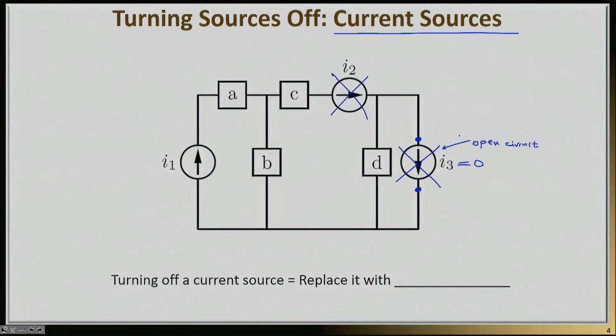Similarly, I2 will be turned off if it's replaced by an open. So if I remove it from my schematic, I literally replace it with nothing. The rule that you need to remember is that turning off a current source is implemented by replacing it with an open circuit. And this is exactly what we do all the time to turn off current sources. So remember, turning off a voltage source, replace it with a short. Turning off a current source, replace it with an open.